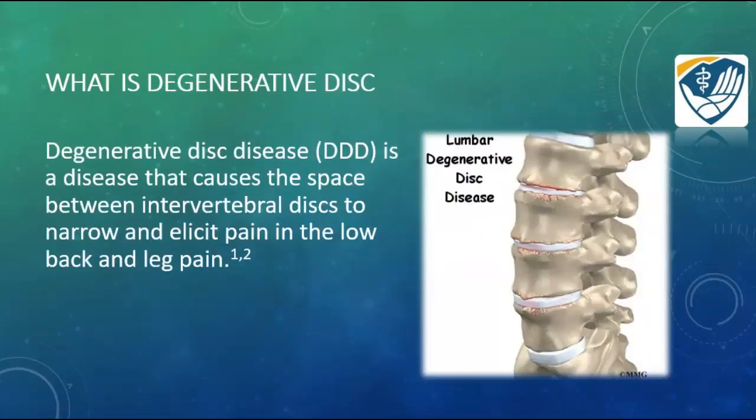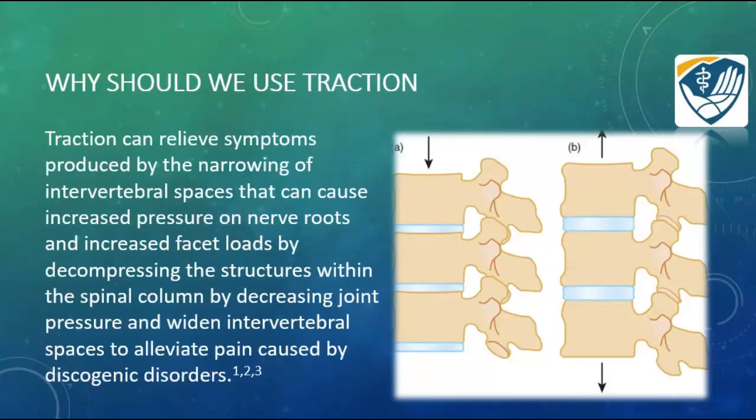So what is degenerative disc disease? Degenerative disc disease is a disease that causes the space between the intervertebral discs to narrow and cause pain because of pressure on nerve roots and other structures. You can see here in this photo how this is a normal intervertebral disc, and then how the space is decreased, causing the vertebrae to eventually touch, creating also a little arthritis pain.